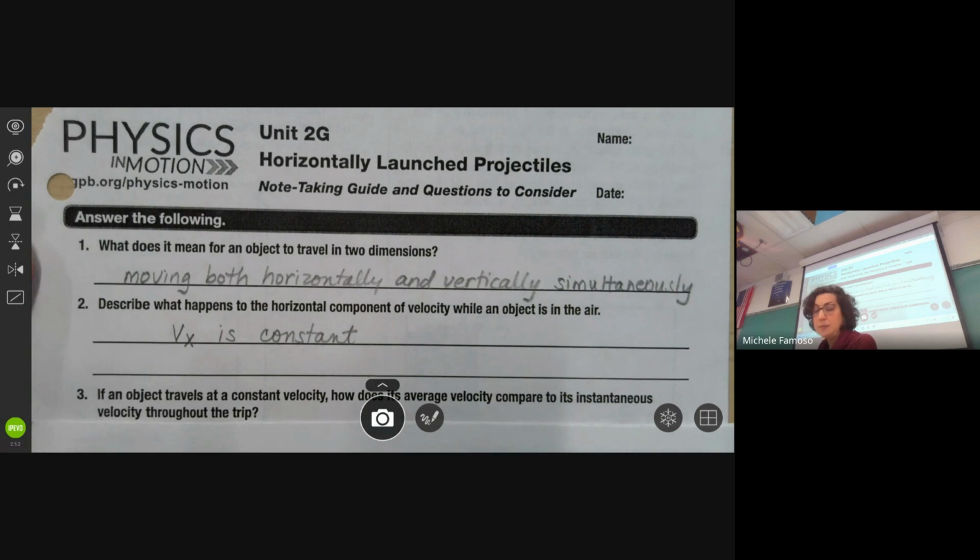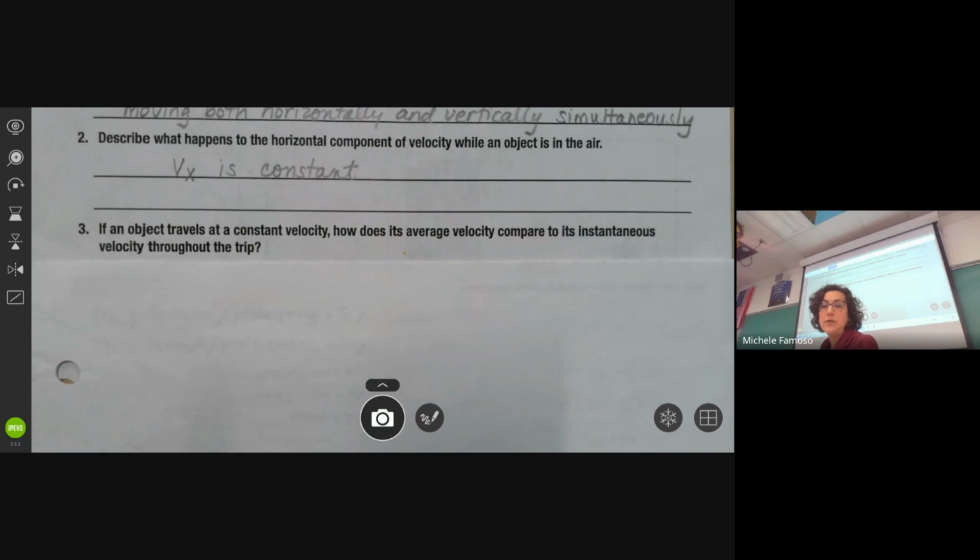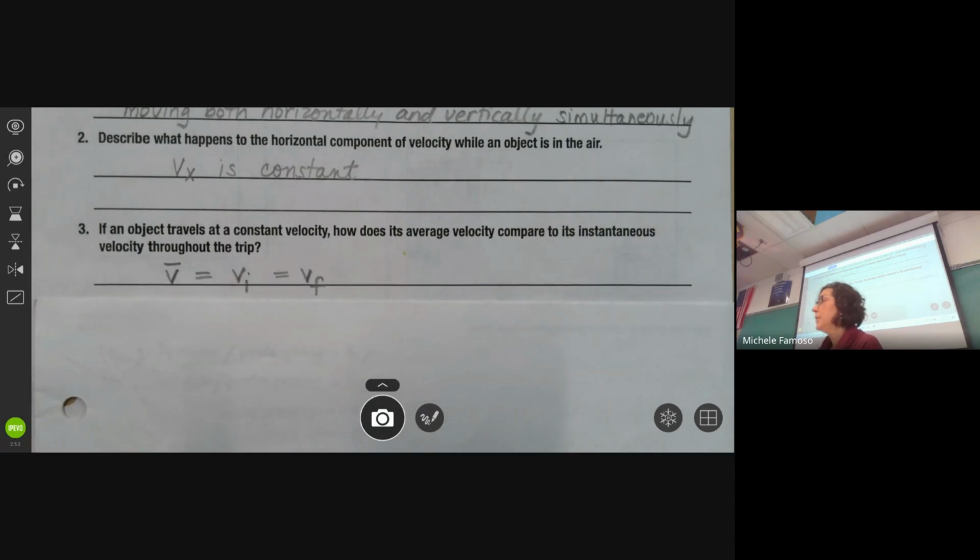Number 3, if an object is traveling at a constant velocity, how does its average velocity compare to its instantaneous velocity throughout the trip? It's going to be the same. The average, the starting, and the ending velocities will all be the same if it is constant.